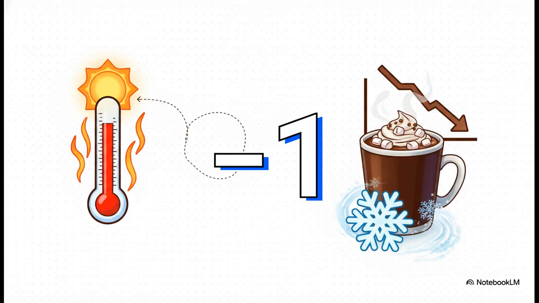And on the other side, a -1 is a perfect negative relationship. Think about the link between temperature and hot chocolate sales. As the weather gets warmer, hot chocolate sales would predictably go down. One goes up, the other goes down.